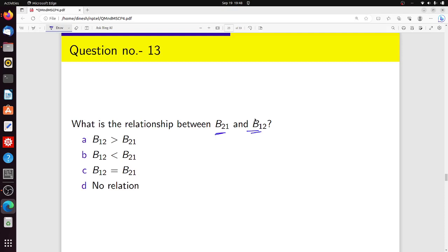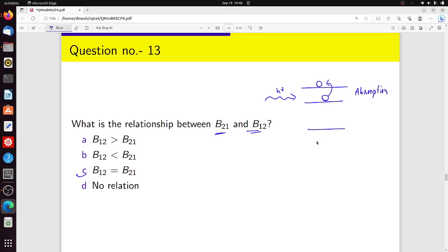It's equal, no, sir? Yeah, right. This should be equal. A few slides back I told you, right? There is some photon coming, h nu. Let's say there is a particle, it will absorb this photon and go to the excited state. This is called absorption.